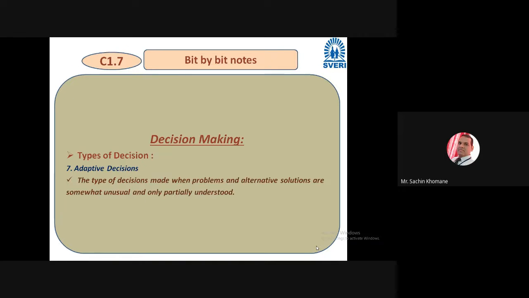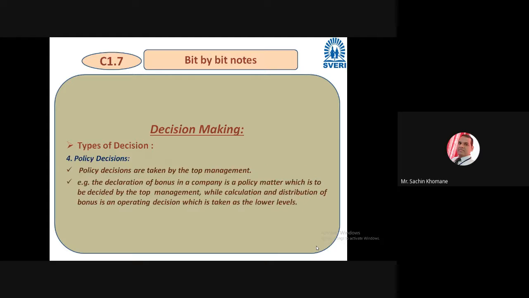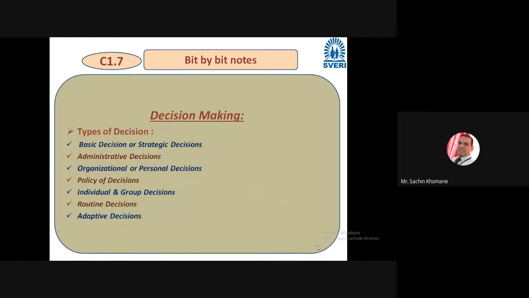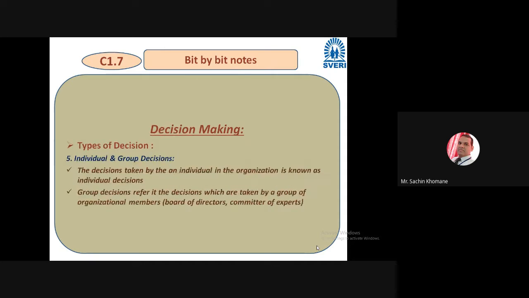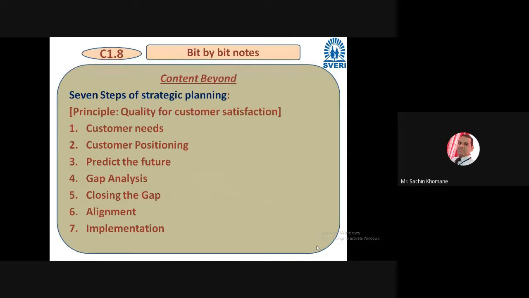Okay, so these are the types of decisions we have seen: basic decision, strategic decision, administrative decision, organizational or personal decision, policy decision, then individual and group decision, routine decision, and adaptive decision. So these seven types of decisions we have seen. Does anybody want to ask anything? Have you understood such a kind of decision? Actually, we have just made categories.